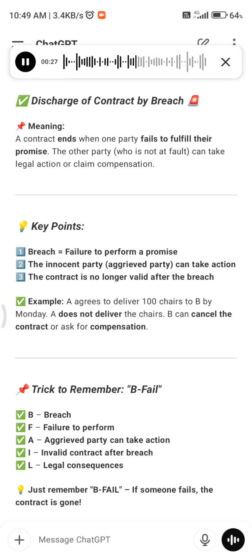Example, A agrees to deliver 100 chairs to B by Monday. A does not deliver the chairs. B can cancel the contract or ask for compensation. Trick to remember: BEFAIL. B: Breach, failure to perform. A: Aggrieved party can take action. I: Invalid contract after breach. L: Legal consequences. Just remember, FAIL. If someone fails, the contract is gone.